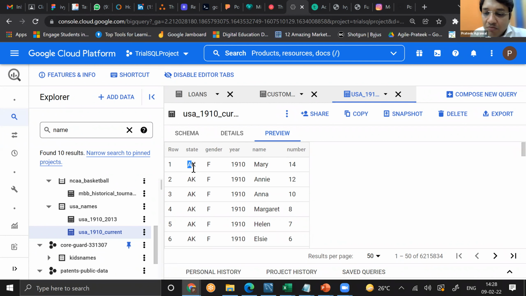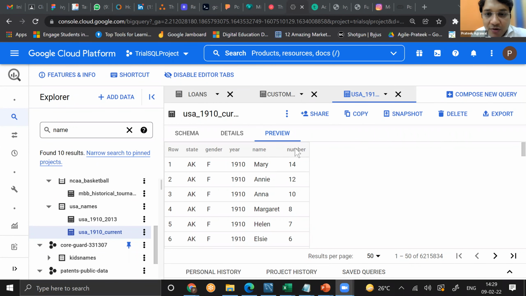Right? So look at how many rows are there in this table. 6.2 million, so 62 lakhs. Am I reading it right? No, not 6 lakhs 21,000. 62 lakhs rows are there in this table, right? 6.2 million, which is quite a bit, right?